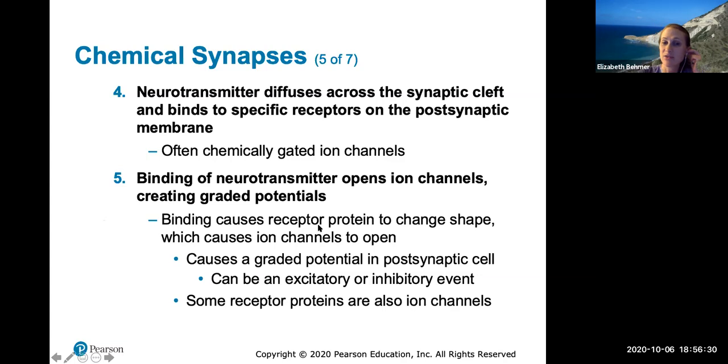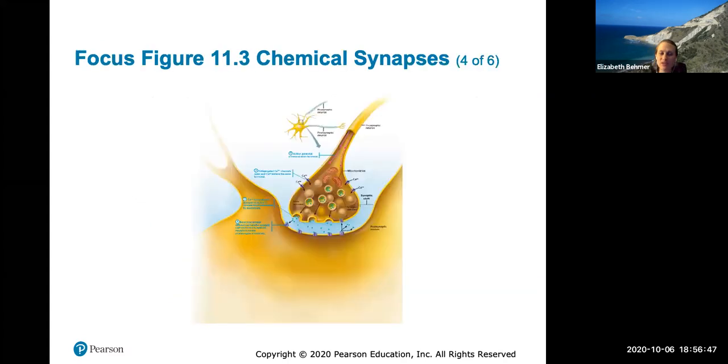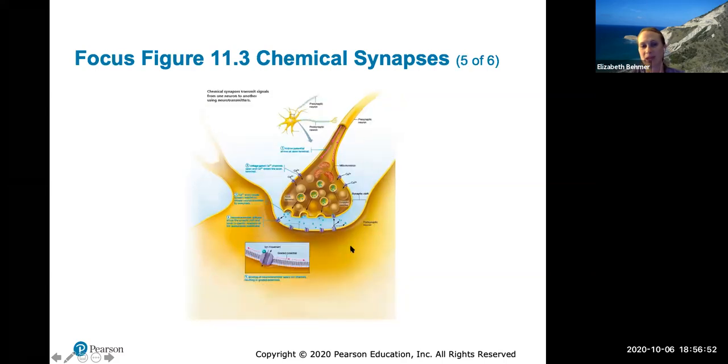The binding causes the receptor protein to change shape, which causes the ion channels to open, and this causes a graded potential in the postsynaptic cell. This can excite or inhibit the cell. So this can be an excitatory response or some sort of inhibitory response as well. So this just shows the binding of the neurotransmitter to these receptor proteins. And I'm so sorry, these pictures are so small, but it's showing that once the neurotransmitter binds, it'll usually cause a different ion, normally sodium, to start the depolarization process all over again on the next neuron.